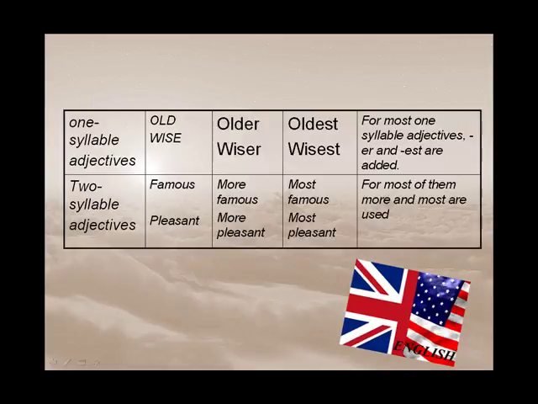To use the comparative or the superlative, we have to classify the adjectives in different groups, because in this case they are divided by syllables, and there are different uses for different kinds of groups. For instance, one-syllable adjectives use -er and -est. They do not use more and most. For instance, we say old, older, oldest; wise, wiser, wisest. Two-syllable adjectives, we have famous, pleasant: more pleasant, most famous. For most of them, more and most are used.